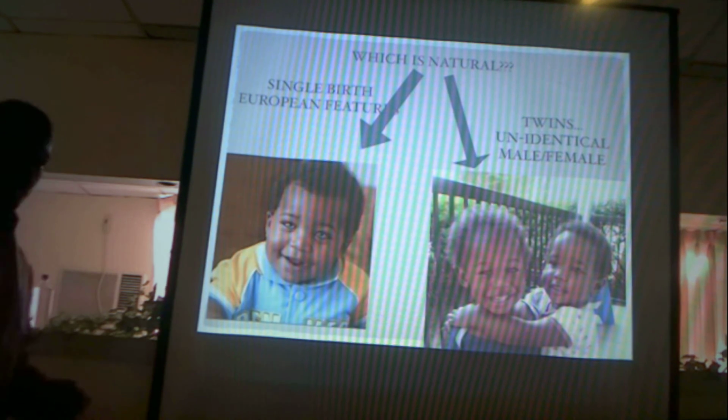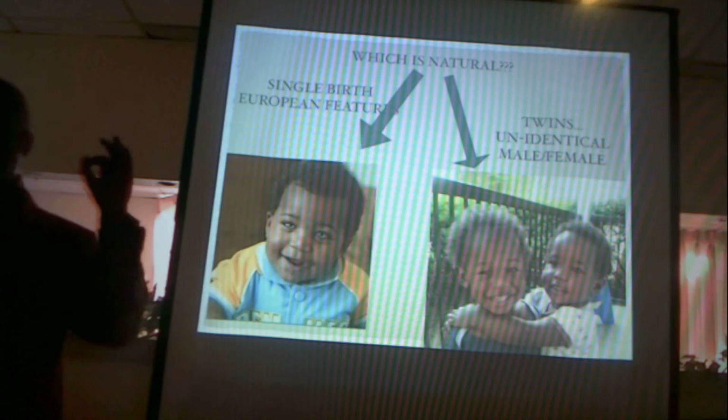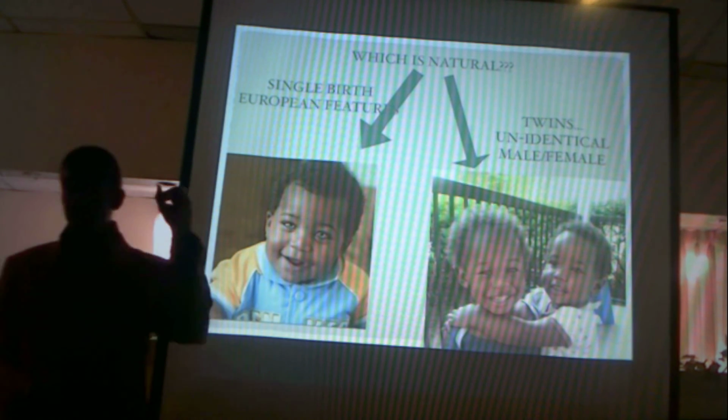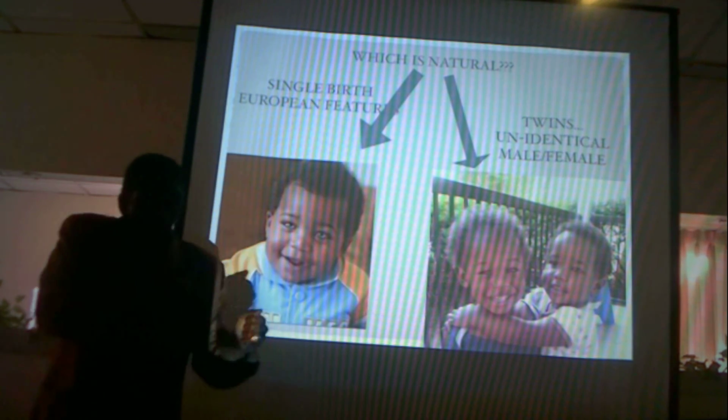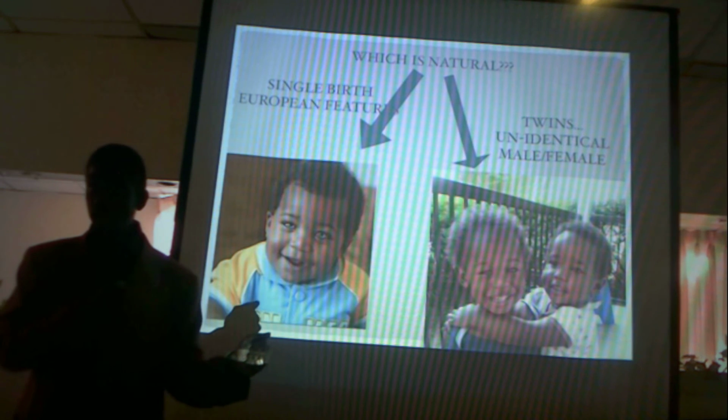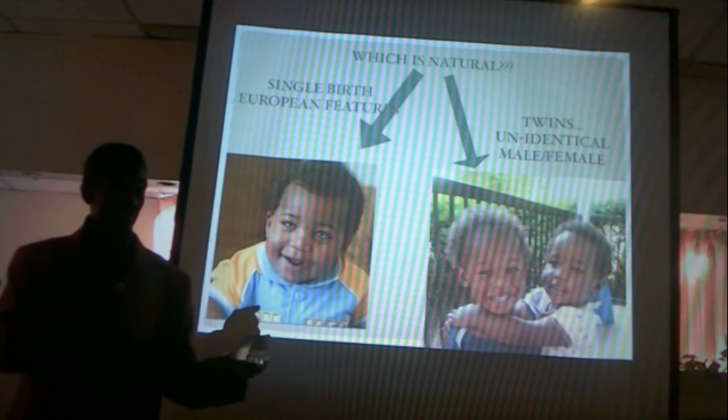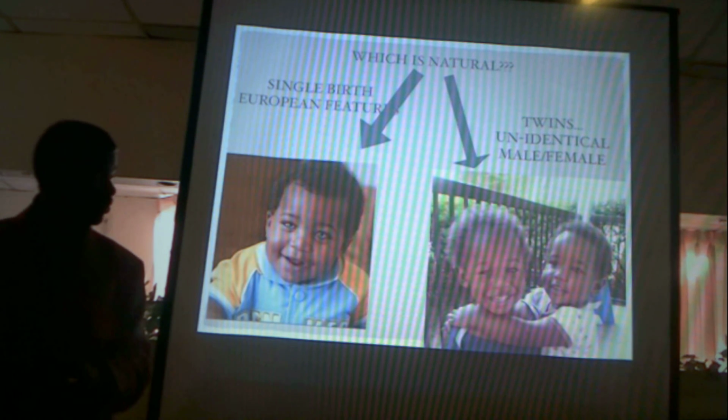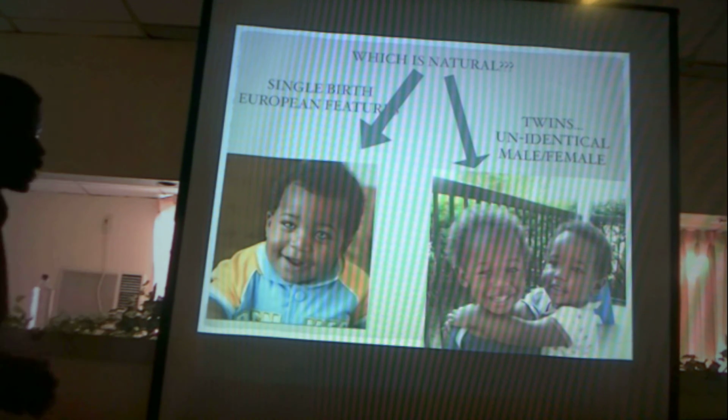Identical twins. You only get identical twins when the woman's womb is so acidic that it breaks up that fertilized egg into more than one child. That's when you get identical twins. Outside of that, unidentical twins is the natural way to go.